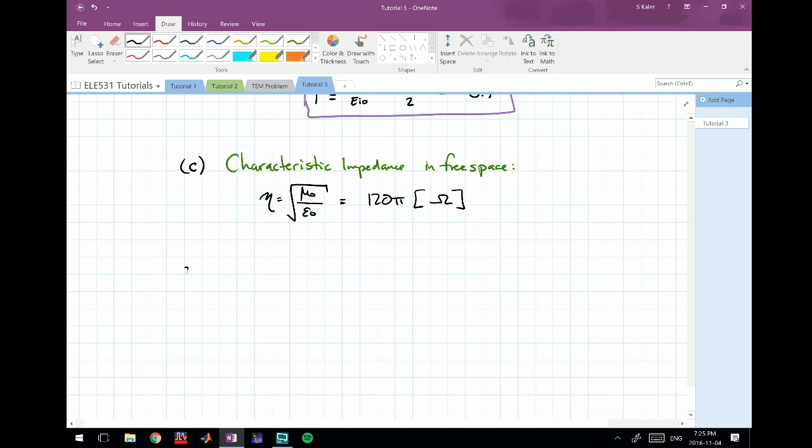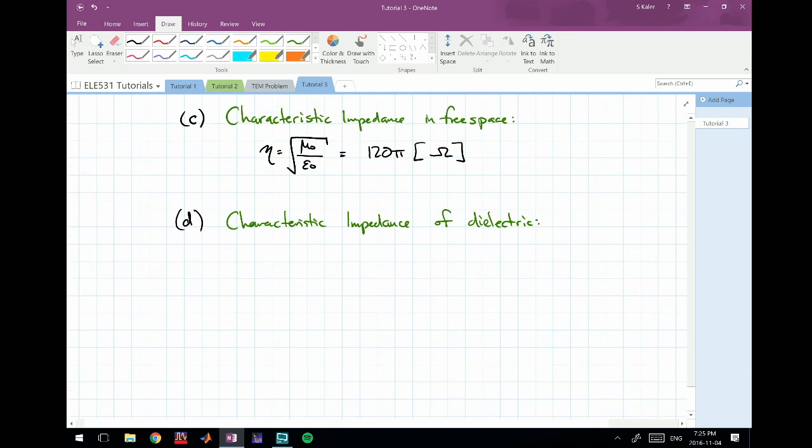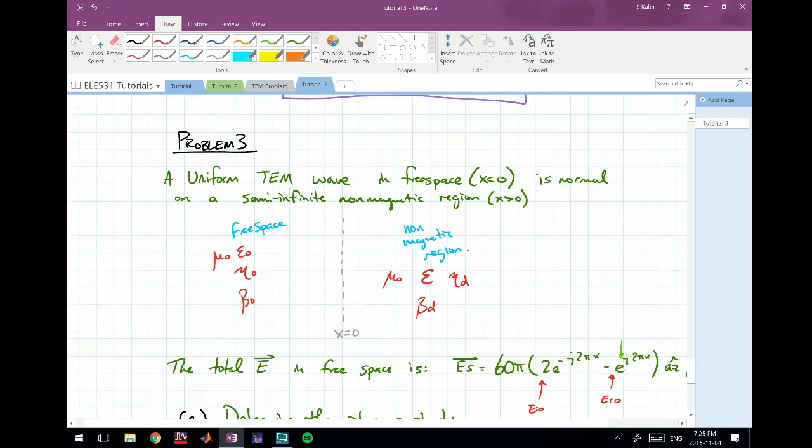Part D. This is the characteristic impedance of the dielectric. Now I'm calling it a dielectric. The question doesn't tell me it's a dielectric, but I'm assuming it is because it has dielectric-like properties. It's non-magnetic, and it tells me that it's linear, loss-free, and all that type of nonsense. You can call it just region 2 if you want. I guess we should call it region 2, so I don't want people coming to me after and saying, but you said it was a dielectric. It wasn't a dielectric, right? So we'll call this region 2, and I'll call this region 2 up here.